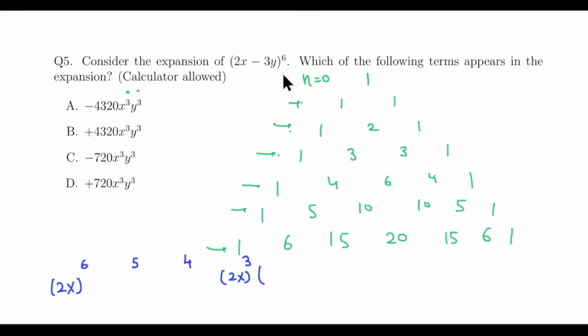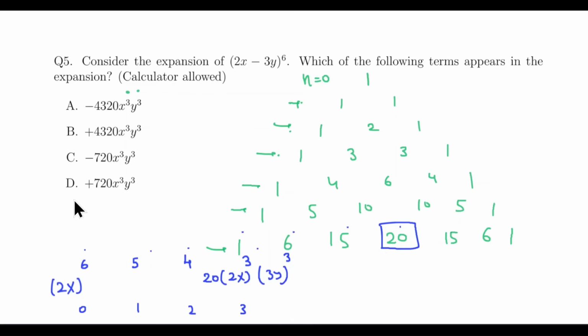Then I write the other term, which is 3y, and the power of 3y will start from 0. So 0, 1, 2, 3. It will automatically be 3. So yes, x cube y cube will definitely be a term. This will be 1, 2, 3, 4, fourth position. Fourth position is right here. So the coefficient is 20.